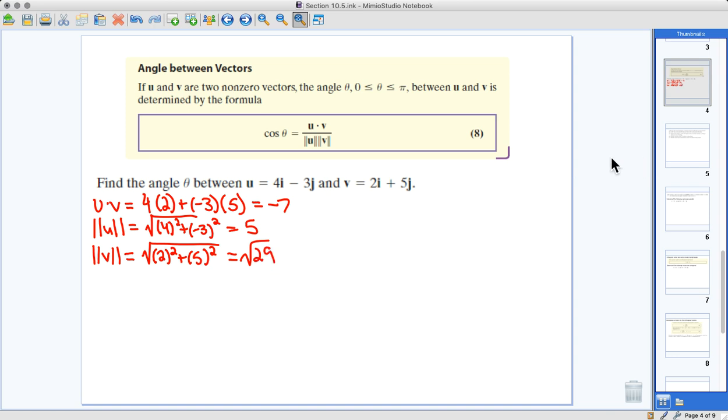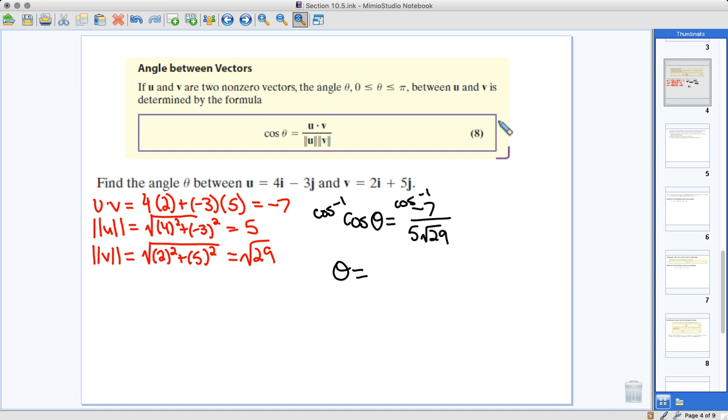So then if I use my formula, I have cosine of theta equals negative 7 over 5 times the square root of 29. Guys, you're going to plug this into your calculator. The fact that there's a square root on the bottom does not matter. Don't have to worry about that, because you guys know we're solving for an angle, so we have to use the inverse. So I'm going to do the cosine inverse of both sides. So I get theta is, and then I'm going to just type that into my calculator.